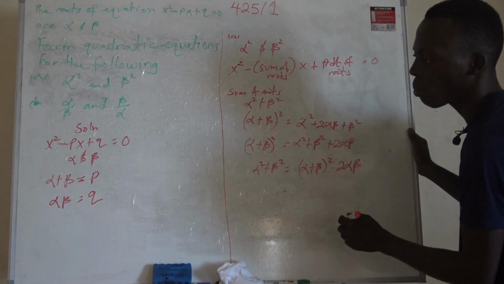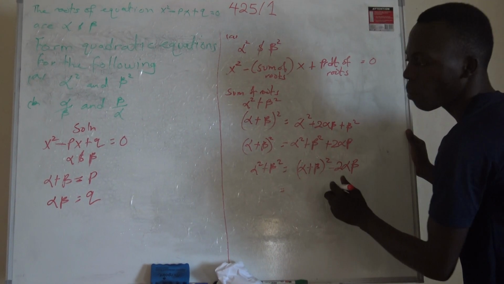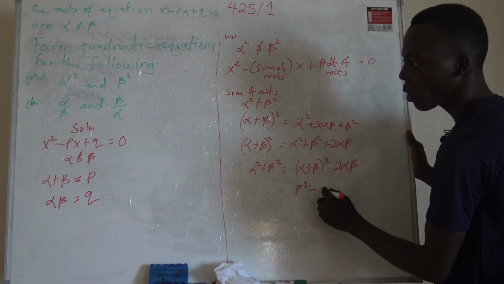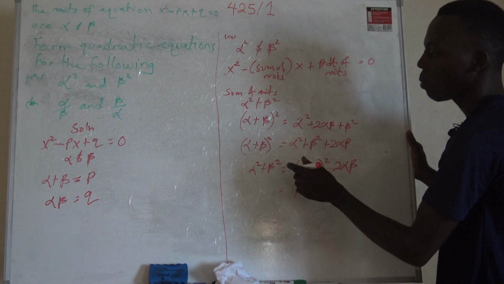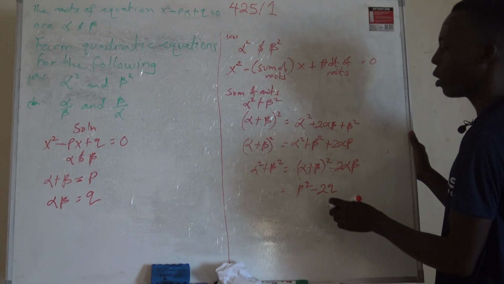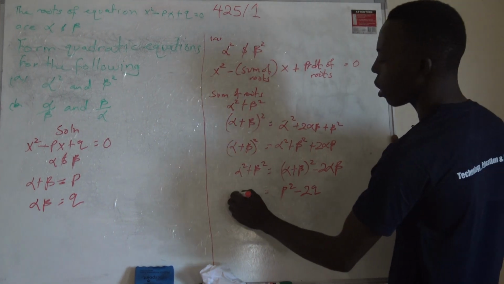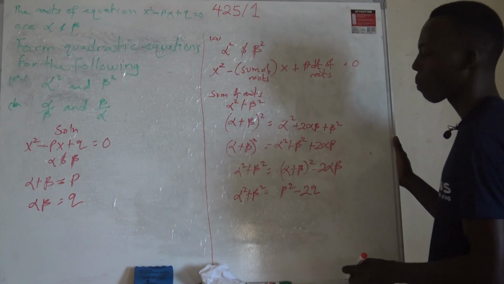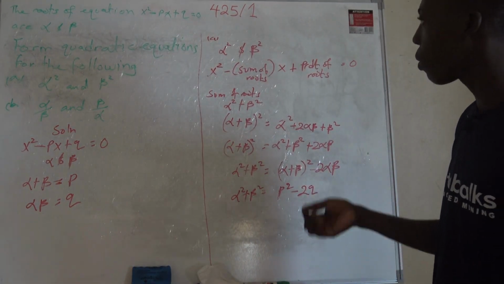So for this case, it will be alpha plus beta squared, which is p squared minus 2 with the value of beta, which is q. So for this case, this one will be the sum, which is alpha plus beta squared. So now after getting the sum, get also the product.